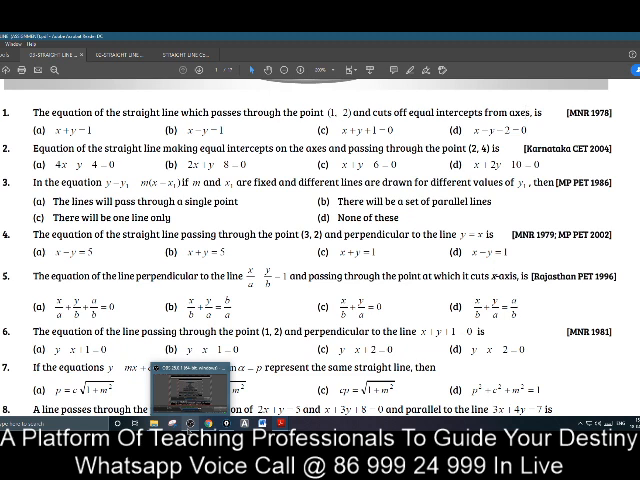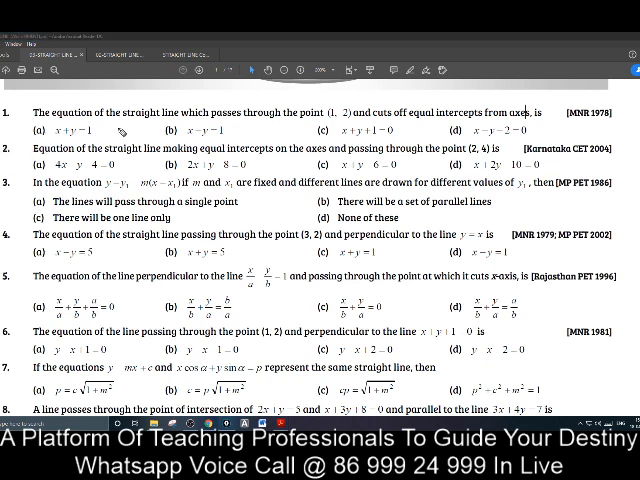Okay, now, yes, the first question please. It's very simple. I need not have to tell you that. We are beginning with the simple questions first. The equation of the straight line which passes through the point 1, minus 2 and cuts off equal intercept from the axis. Equal intercept from the axis means x-intercept is a and y-intercept is also a.